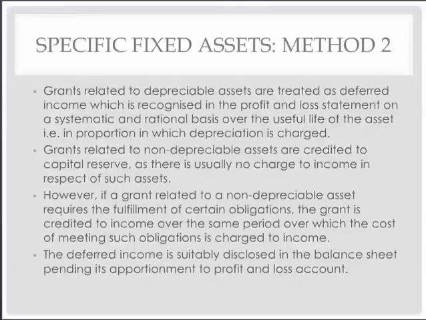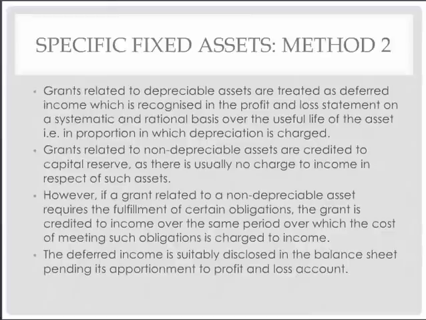Students, you saw that in method 1 we reduced the cost of the fixed asset by the grant received and thereby reduced the depreciation charge to the profit and loss account over the period. Hence, the grant is taken to P&L indirectly by reducing the depreciation charge.